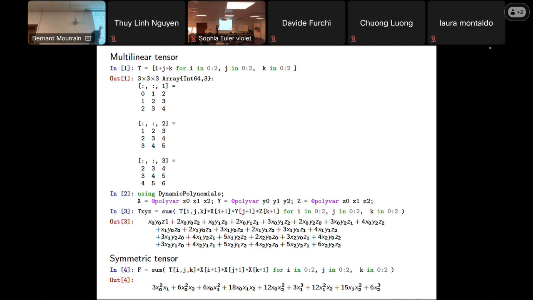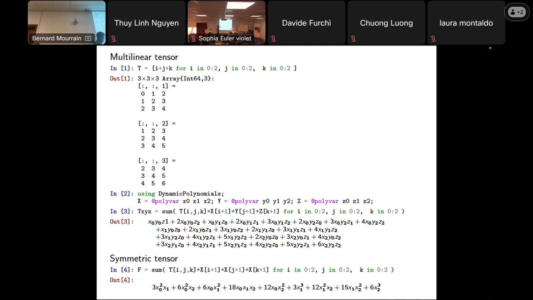We can remark that this tensor T is symmetric, because when you permute the indices i, j, k, the value A_ijk is not changing, because it's a sum. So it's a symmetric tensor. And so what is the polynomial we get from this tensor?